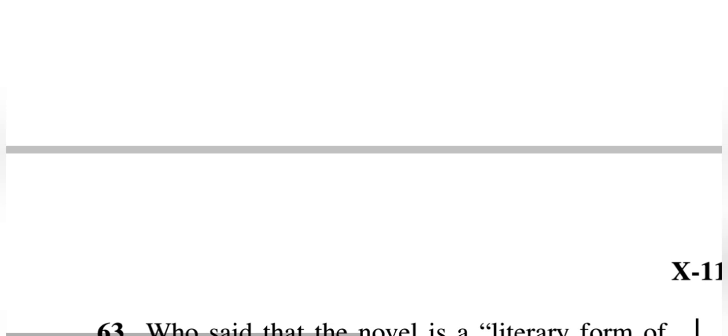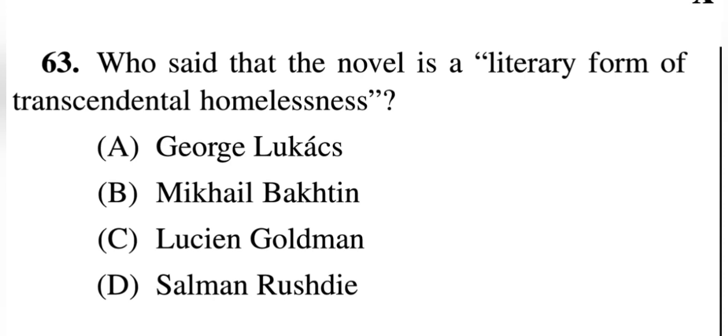Next, who said that the novel is a literary form of transcendental homelessness? Who said that the novel is a literary form of transcendental homelessness? There is a significant and notable movement called transcendentalism. It may be related to American literature. Please go through it. Transcendental homelessness. So who said this? Correct answer is A, George Lukacs. He said this thing.